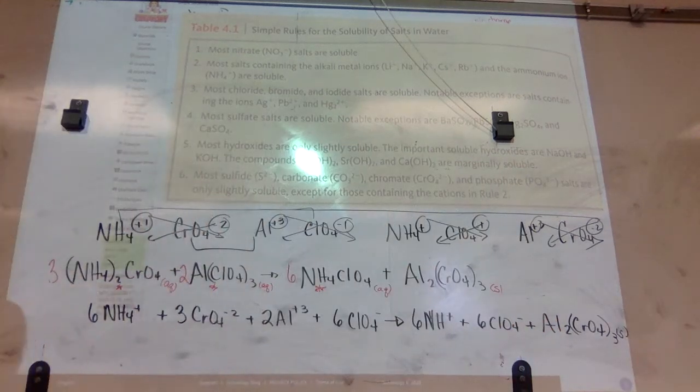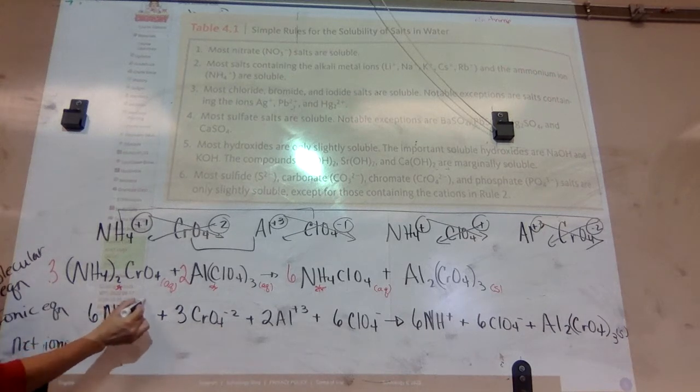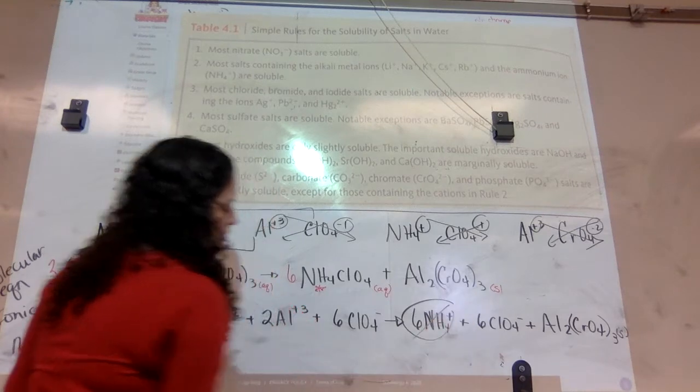All right, so this is kind of where I'm sitting at. So here's my molecular equation. This is my ionic equation. And for my net ionic equation, I'm going to cancel out what's the same on both sides. So I see 6 ammoniums on this side with 6 ammoniums on this side. I forgot that 4. Sorry about that.